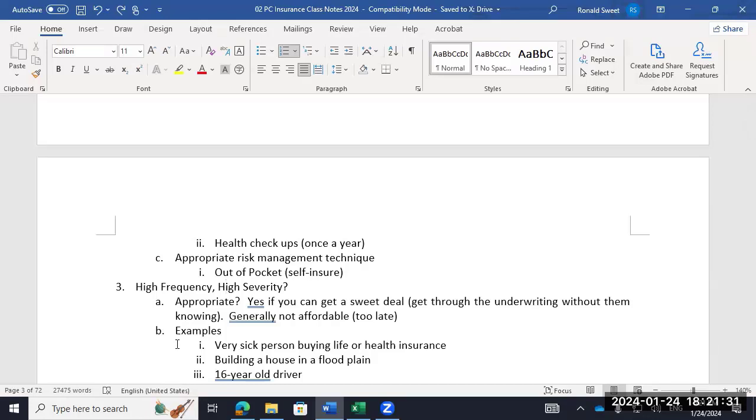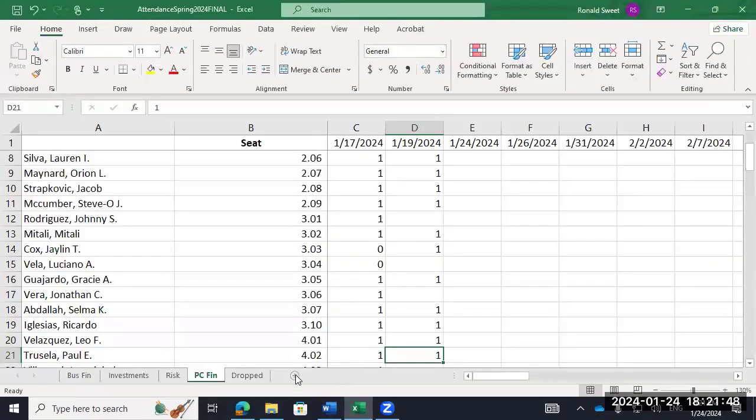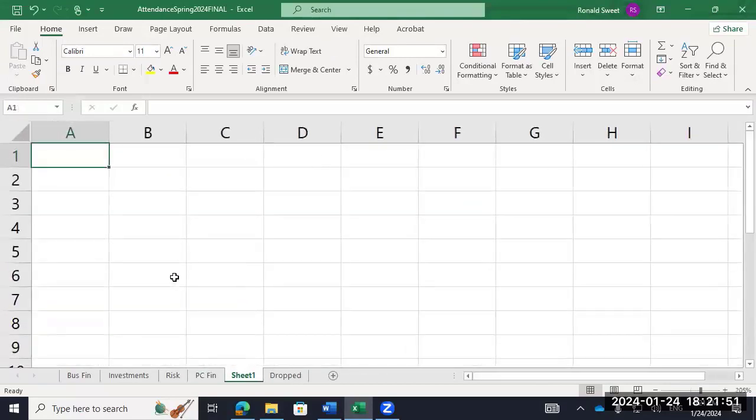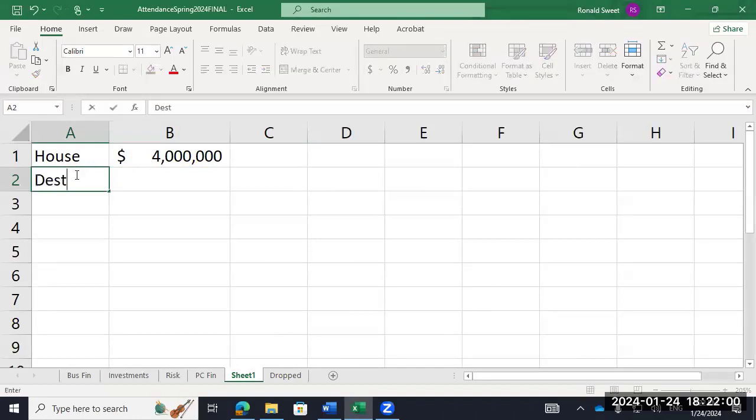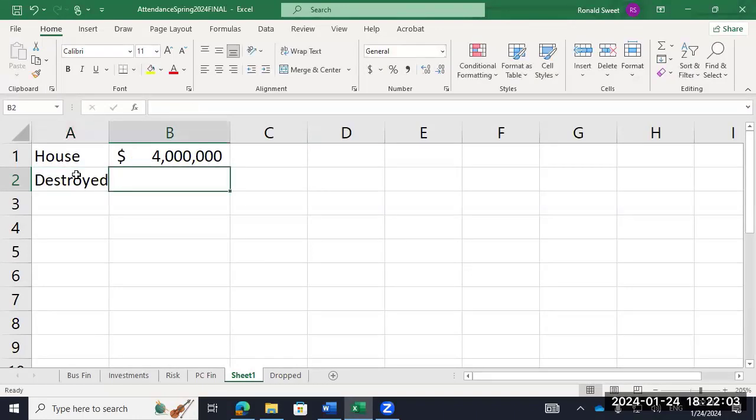That'd be good if you could afford it. But now some people think a house on the coast of Florida or Alabama... If you've got a $4 million house, and you can do the math here, you know for sure it's going to be destroyed by a hurricane at least once every 50 years.